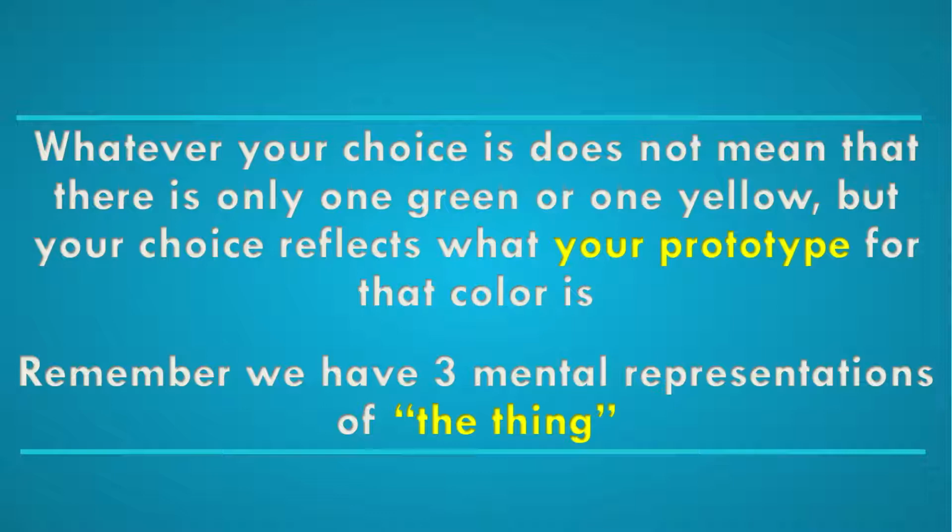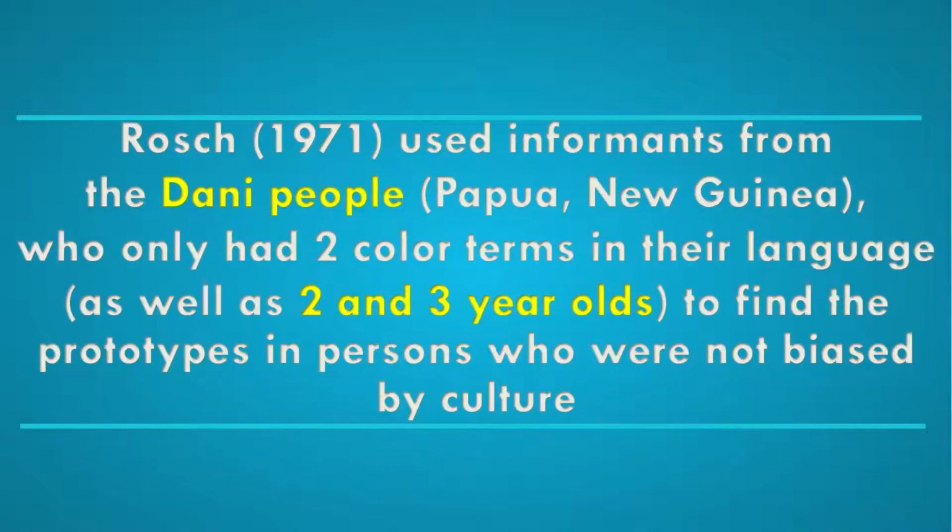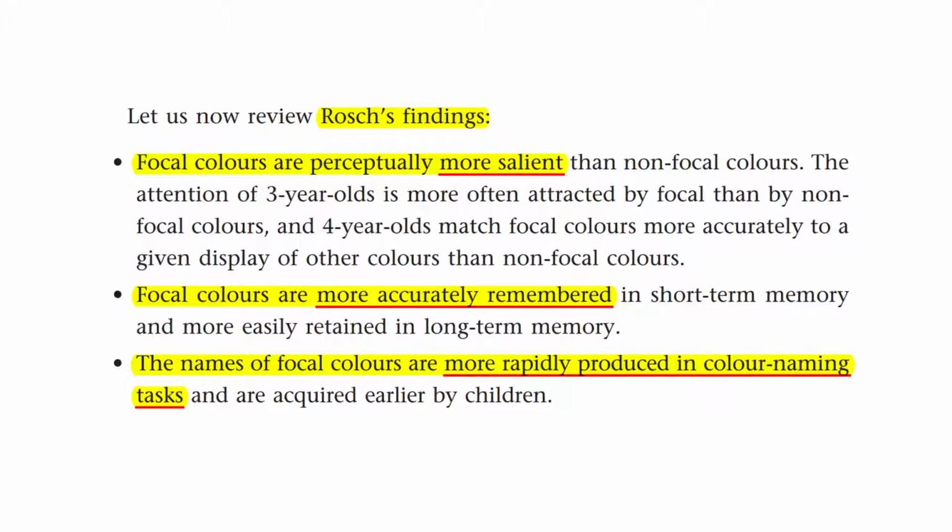Remember, we have three mental representations of the thing. Rosch, 1971, used informants from the Dani people who only had two color terms in their language, and she also used children aged from 2 to 3 years old in order to find the conceptual prototypes in these individuals that were not biased by culture. And this is what she found.